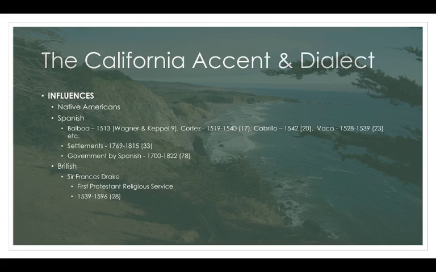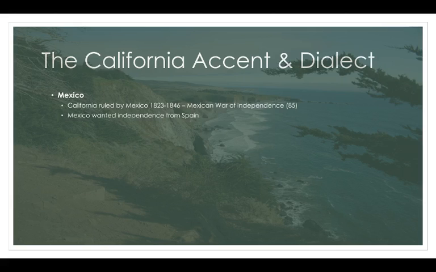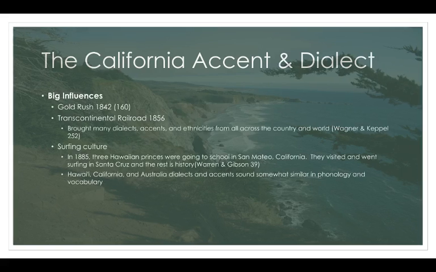So Sir Francis Drake, I wanted to mention him as well, because that is kind of the first appearance of English in California, even though he wasn't there for a long time. He just came and kind of left. In California and in Texas as well, we know that there's a heavy Mexican population and Mexican influence, obviously, because distance wise, Mexico is very close to both. And this is just kind of the introduction of Mexico. California was ruled by Mexico in the 1800s, and there was the Mexican War of Independence, with conflict between Mexico and Spain, as Mexico wanted independence from Spain. So that was just a brief history.